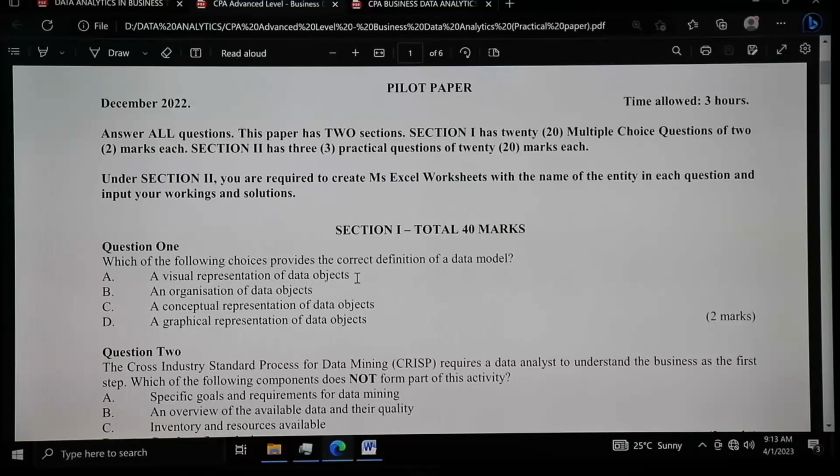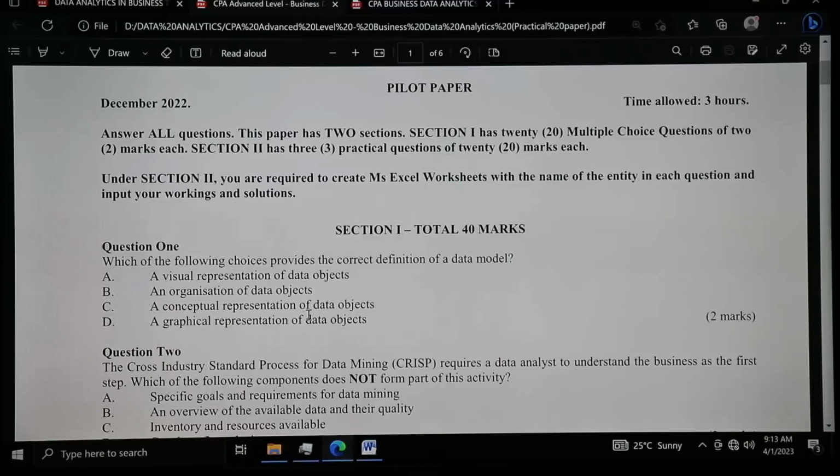And here, a very good example is a chart. When you are creating a chart, that is a visual representation of data objects. Then an organization of data objects: can you say that a data model is an organization of data objects? Maybe we'll check the others. A conceptual representation of data objects.